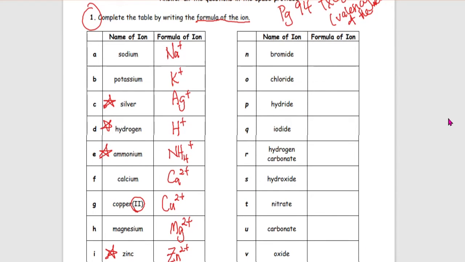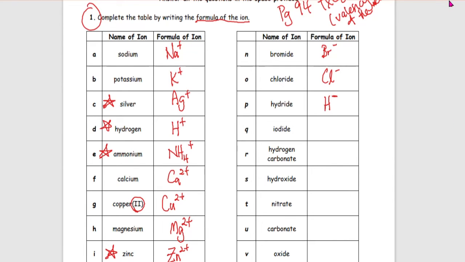Now let's go on to N. Bromide is in group 7. Group 7 is non-metals. Non-metals tend to form a negative ion, the anions. Because it is group 7, valency is 1. So bromide is Br-. Chloride, Cl-. Hydride is sort of like the opposite of the hydrogen ion. It's hydrogen, but instead of losing an electron, it has gained an electron. So it's H-. Iodide is in group 7, so valency is 1, so it's I-.